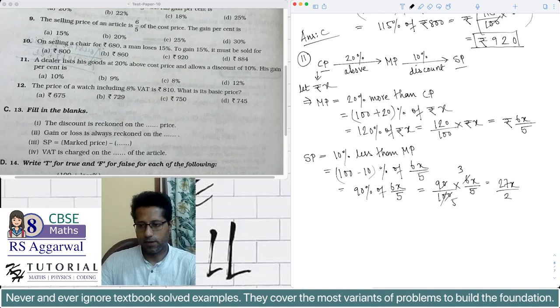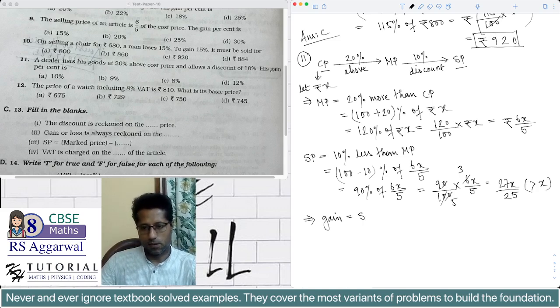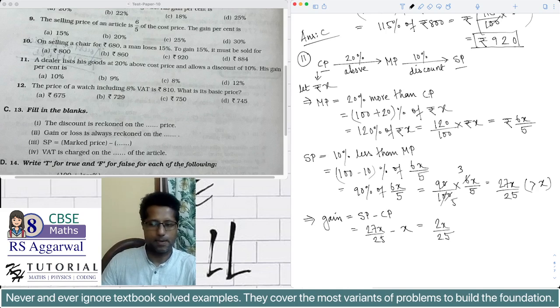So the selling price is 27x by 25, where x is the cost price as per our assumption, and definitely 27x by 25 is greater than x, because the fraction 27 by 25 is greater than 1. So we have gain is equal to SP minus CP, which is equal to 27x by 25 minus x. This is equal to 2x by 25.